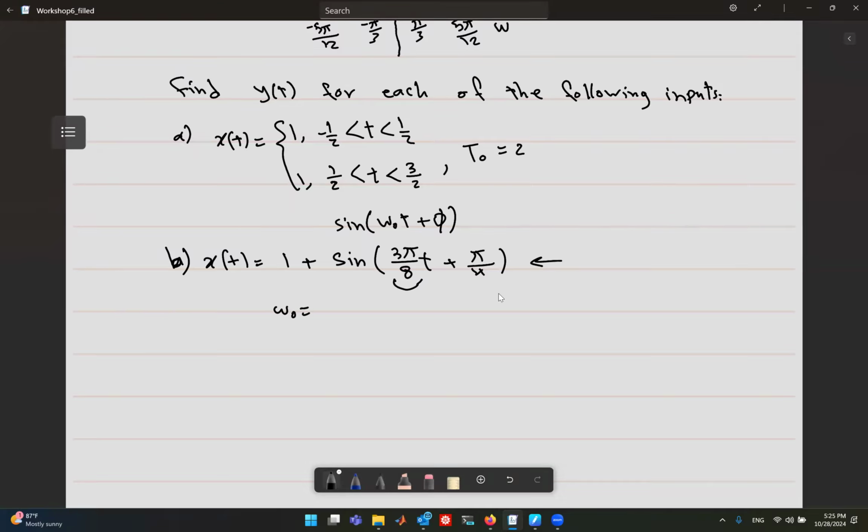Omega naught would be 3 pi over 8, and we have omega naught is 2 pi f. Then f will be 3 pi divided by 8 divided by 2 pi. So you will have 6 over 8, right? For f.